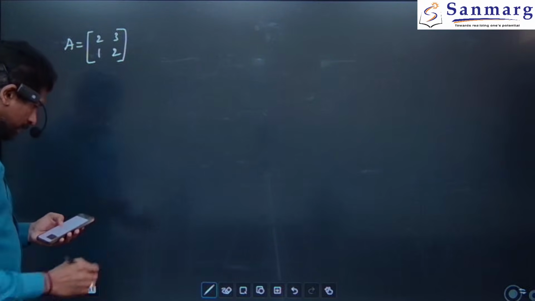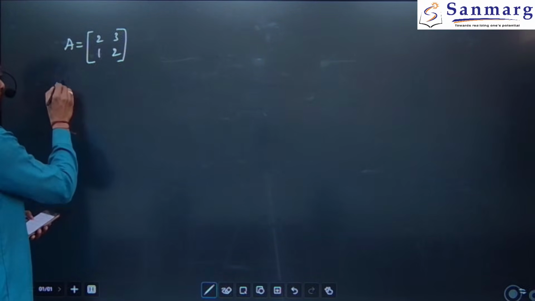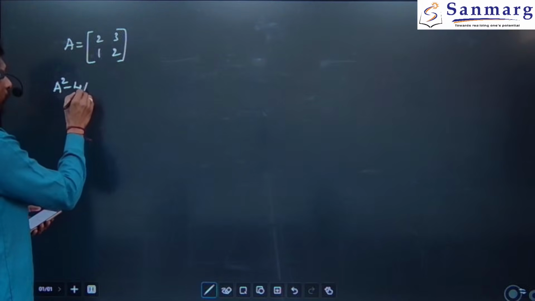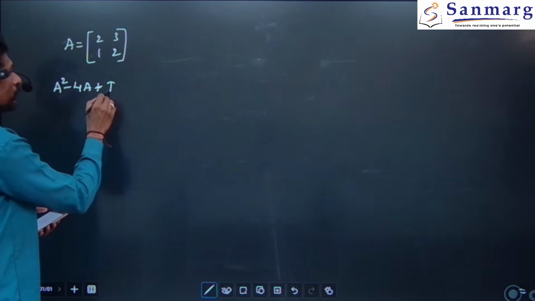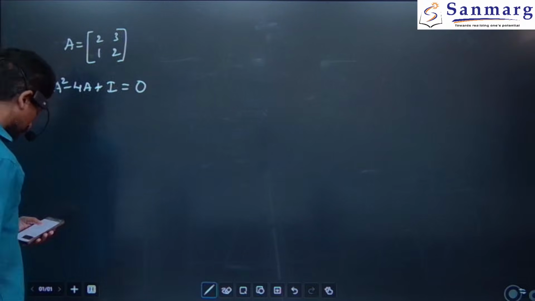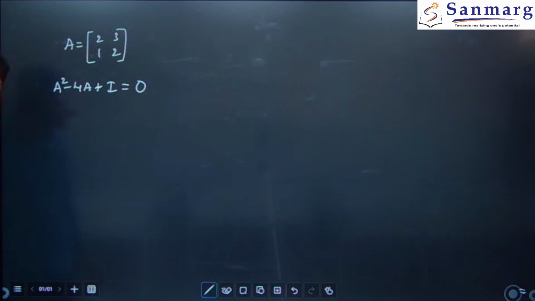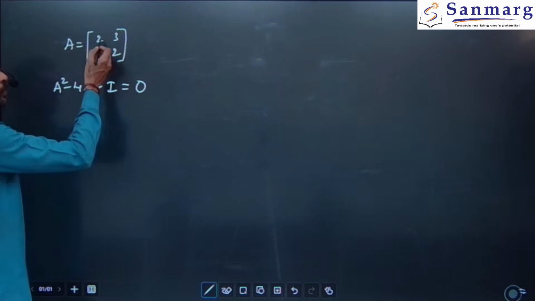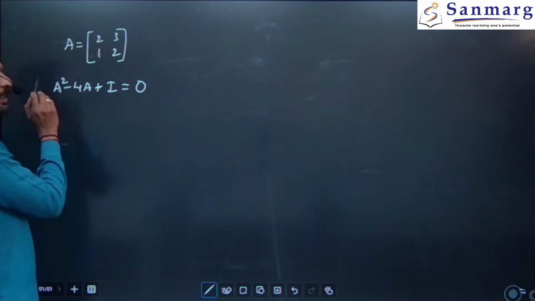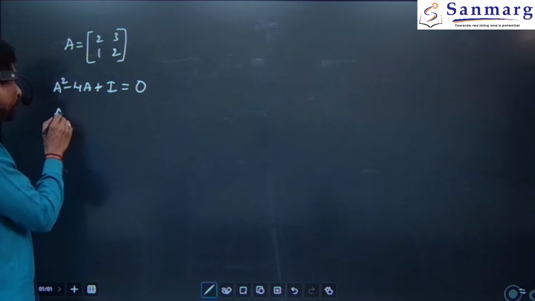The matrix A is 2 3 1 2, and it satisfies the equation A square minus 4A plus I is equal to 0. They are given, and you also have to find the inverse of the matrix. Here A square is given, so first you have to find A square.